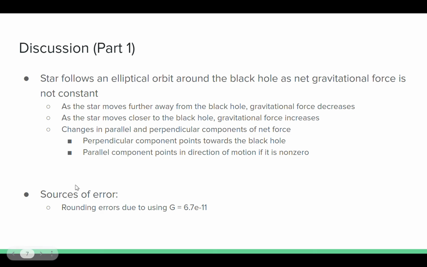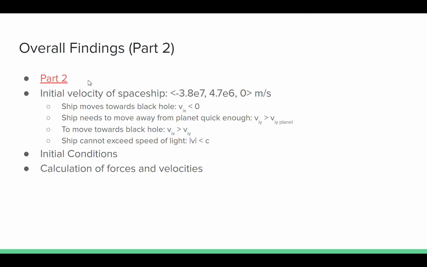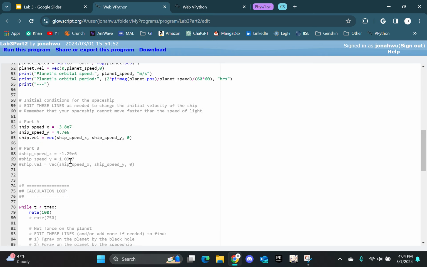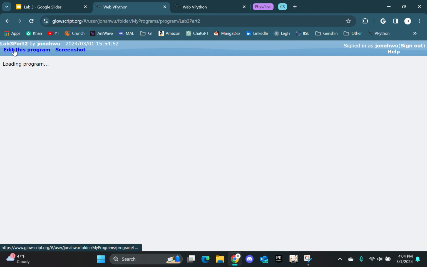One source of error that could have taken place in this lab was rounding errors due to using G equal to 6.7 times 10 to the negative 11th. For part 2 of this lab, we found that the initial velocity of the spaceship is around negative 3.8 times 10 to the 7, 4.7 times 10 to the 6, 0 meters per second. Here is the second part of this lab.